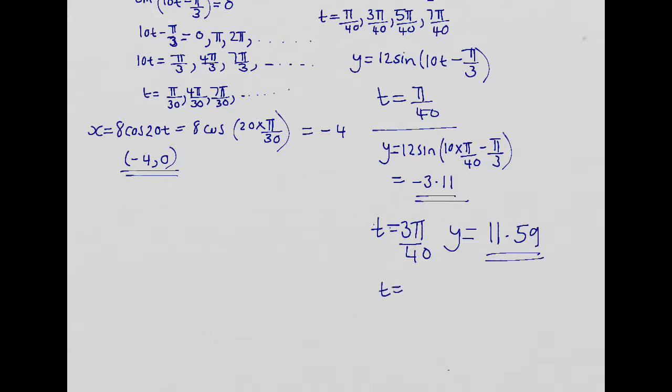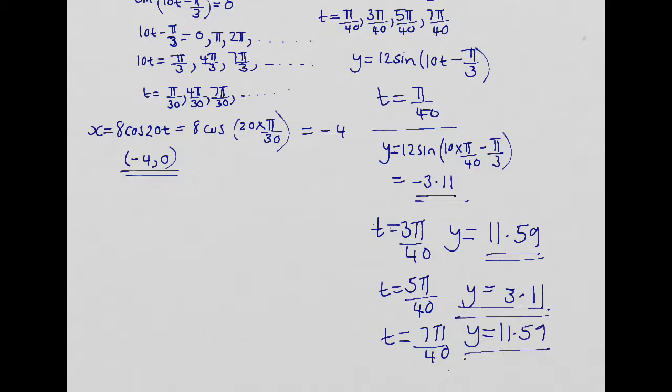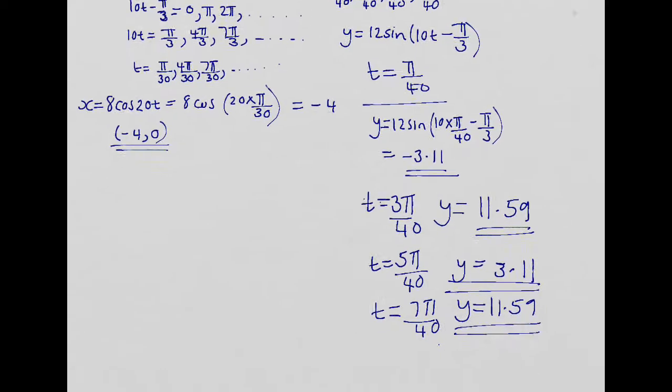Then t equals 5 pi over 40. And that one will give you y equals negative, is it negative? No, 3.11. And then you've got t equals 7 pi over 40, which gives you y equals 11.59. So they're your answers for where it crosses, and then you're just writing those as coordinates.